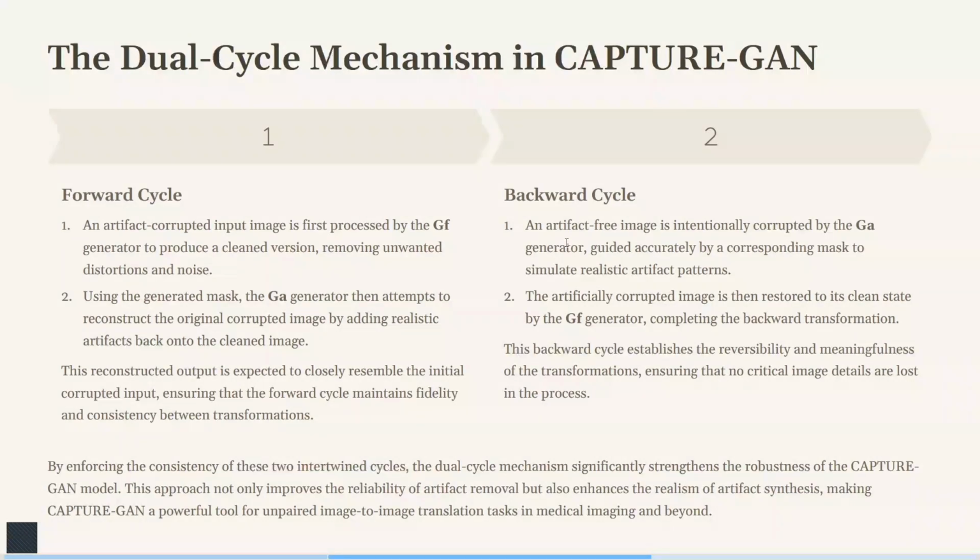In the backward cycle, we flip the process. We take a clean image, corrupt it using GA and a mask, then pass that to GF to clean it. The result should match the original clean image as closely as possible. These two cycles reinforce each other and help the network maintain structural and semantic integrity, so that the diagnostic patterns remain untouched even as artifacts are added or removed.